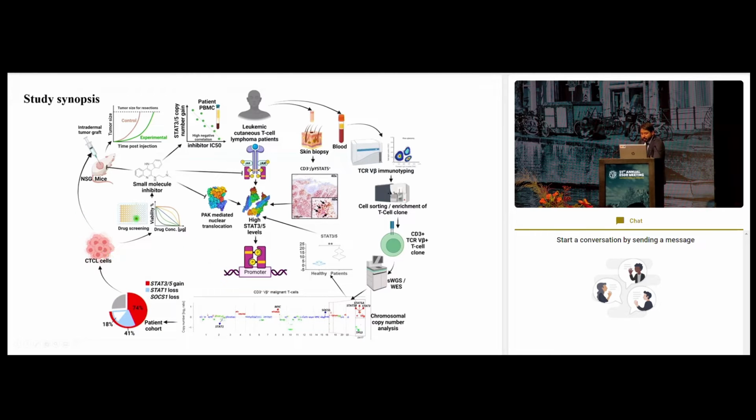The cells which we isolated, we use ex vivo for a drug screening to find out if these aberrations are targetable or druggable. We also established a mouse model in NSG mice to see if our drugs or lead compounds really work. We also checked in the ex vivo form and found that the more STAT3-5 copy number gain, the more it correlates negatively with their IC50 value, which gives us a very nice therapeutic window.